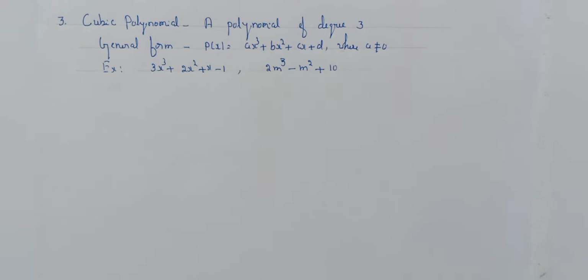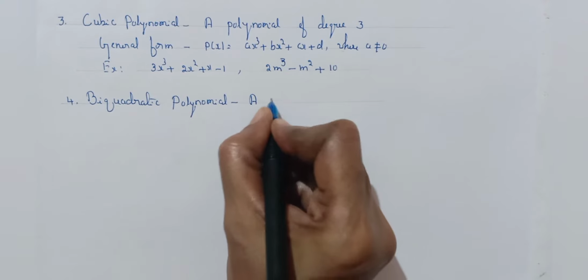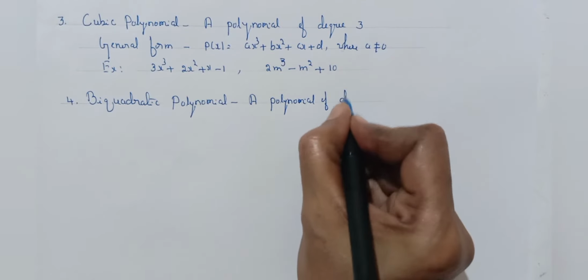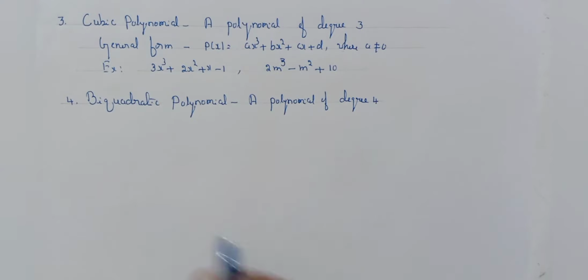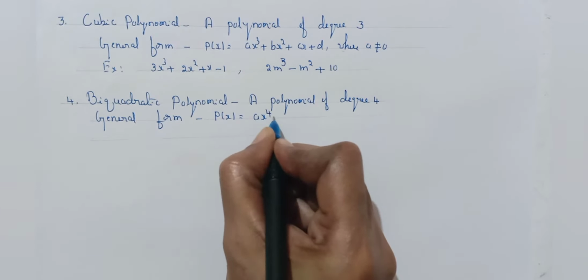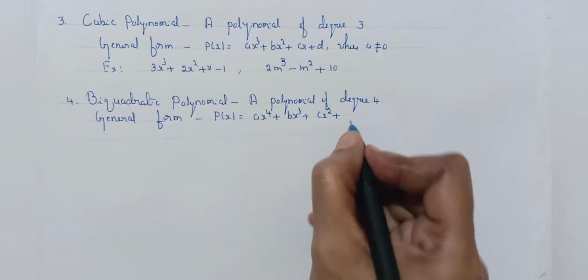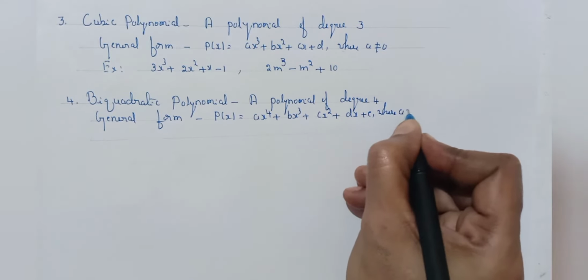Next one is biquadratic polynomial. A polynomial of degree 4 is called biquadratic polynomial. The general form of biquadratic polynomial is p of x is equal to ax to the power of 4 plus bx cube plus cx square plus dx plus e, where a is not equal to 0.